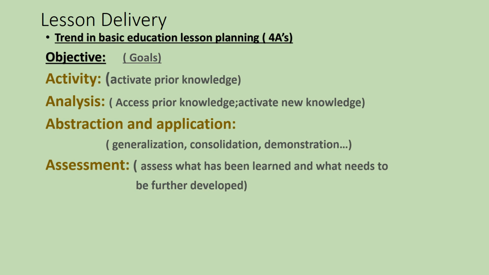In lieu of the traditional lesson planning format, we have the 4A's. This is one of the trends in basic education lesson planning. It also has the objectives, and then the 4A's stand for activity, the first A, analysis, abstraction, and application, and assessment. When you say activity, this is to activate the prior knowledge or the motivation, activating also the schema or the exposure of the students in the topic. And then the analysis is to access prior knowledge or activate new knowledge. So we have motivation here.